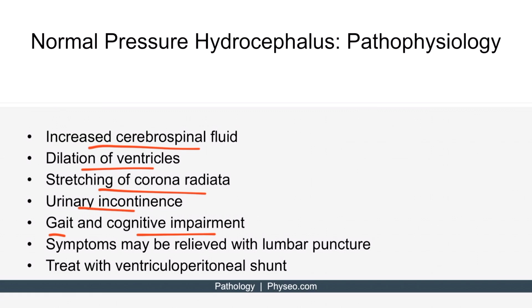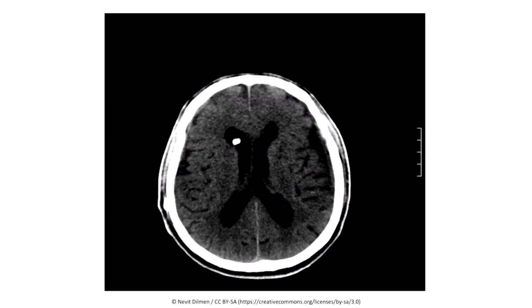A patient may experience symptom relief when a lumbar puncture is performed due to the draining of excess CSF. Finally, treatment for this disorder is a ventriculoperitoneal shunt. This diverts fluid away from the ventricles and restores normal flow and absorption of the CSF. Here's an MRI of a brain in a patient with normal pressure hydrocephalus. Notice that the ventricles are very dilated. This causes stretching of the corona radiata, which leads to the triad of symptoms known as wet, wacky, and wobbly.